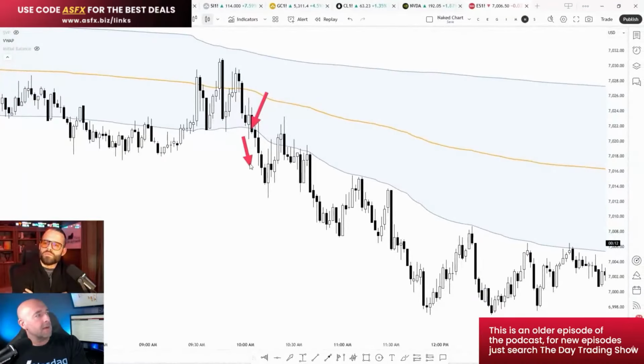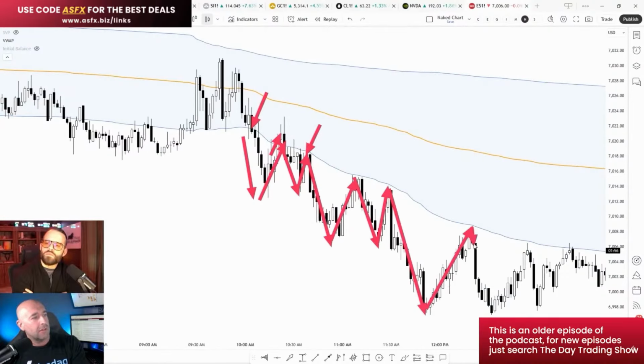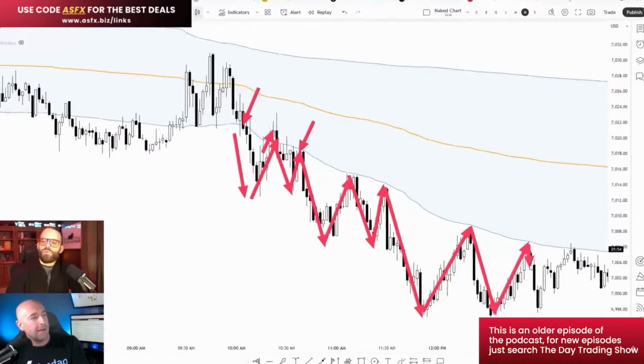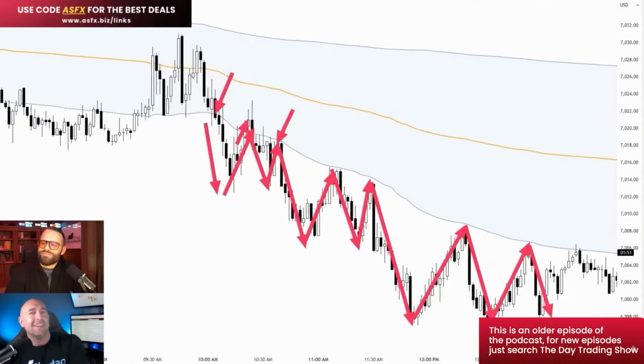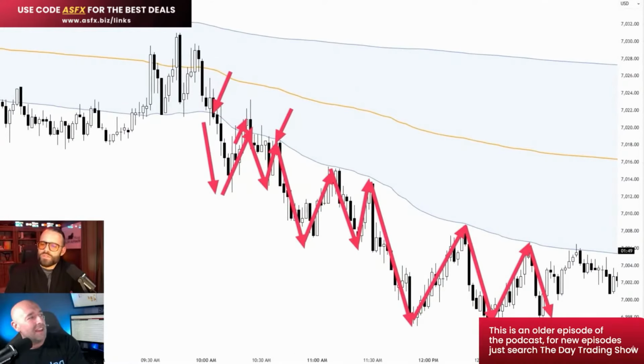We got some continuation to the downside. We're looking to short on the pullback. This one overshot a little bit. Pullback, short, pullback, short, pullback, short, pullback. It's beautiful today, to the band every single time, except for this one, which was a little messier.